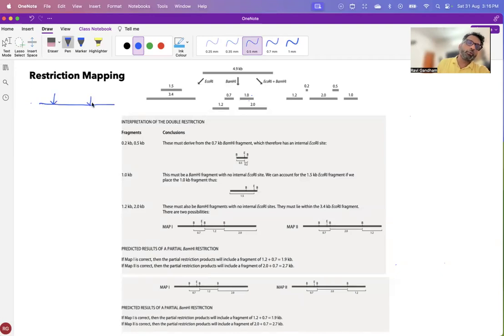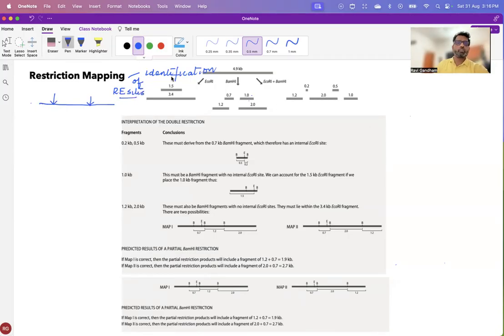So what are you ideally doing? Restriction mapping is nothing but identification of fragments, identification of RE sites, restriction enzyme sites on the fragments. That is what RE sites are.